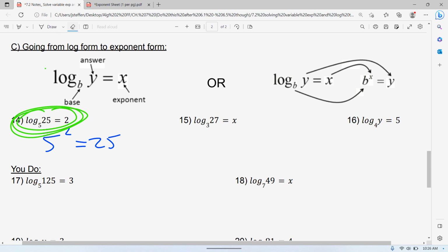Next one then, raised to x is equal to 27. Again, just think of it as the 27 and the x flip places. They don't really switch places, but they're on opposite sides of the equal sign. And the last one, 4 to the 5th is equal to y.